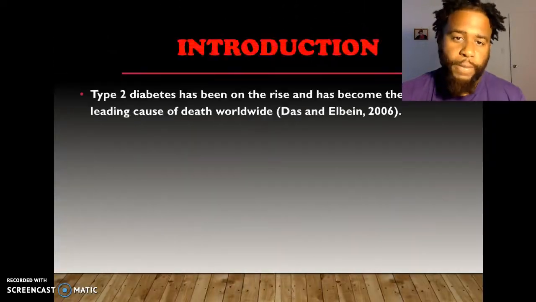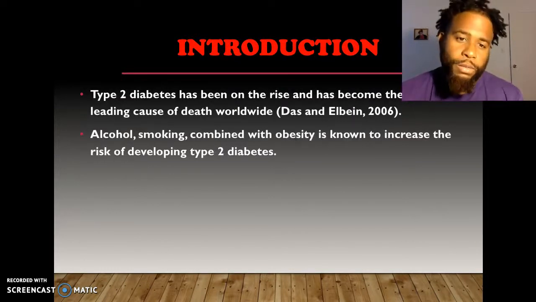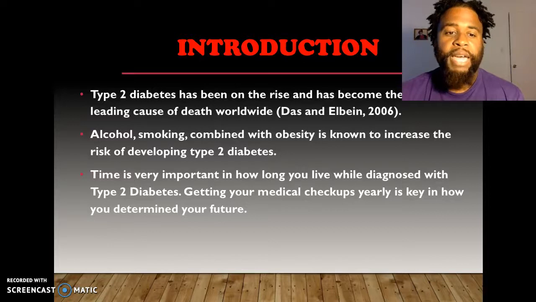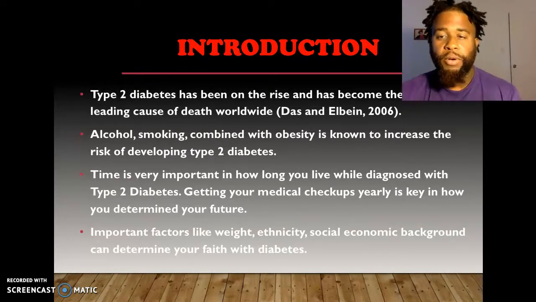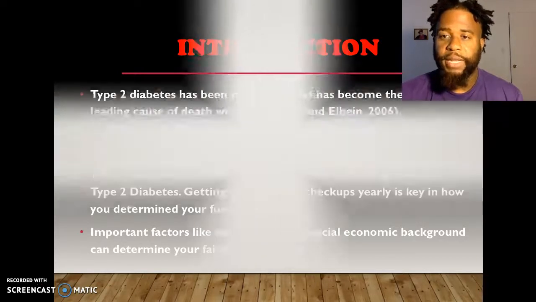Brief introduction. Type 2 diabetes has been on the rise and has become the leading cause of death worldwide. Alcohol and smoking combined with obesity are known to increase the risk of developing type 2 diabetes. Time is very important in how long you live while diagnosed with type 2 diabetes. Getting medical checkups yearly is key in how you determine your future. Important factors like weight, ethnicity, and socioeconomic background can determine your fate with type 2 diabetes.